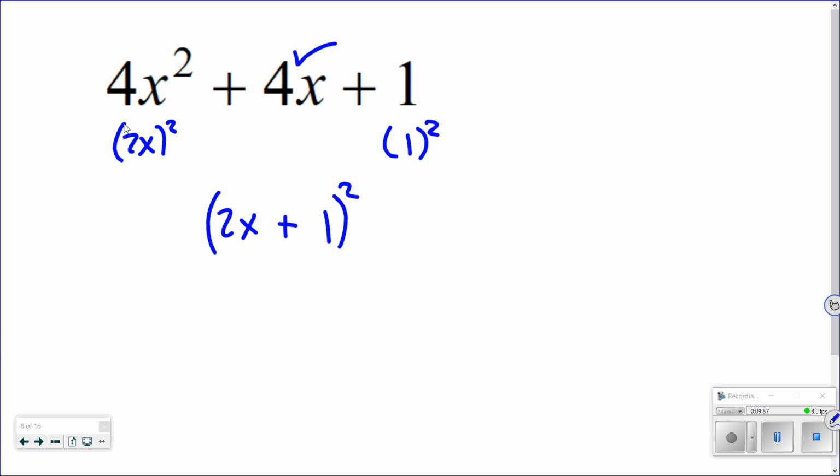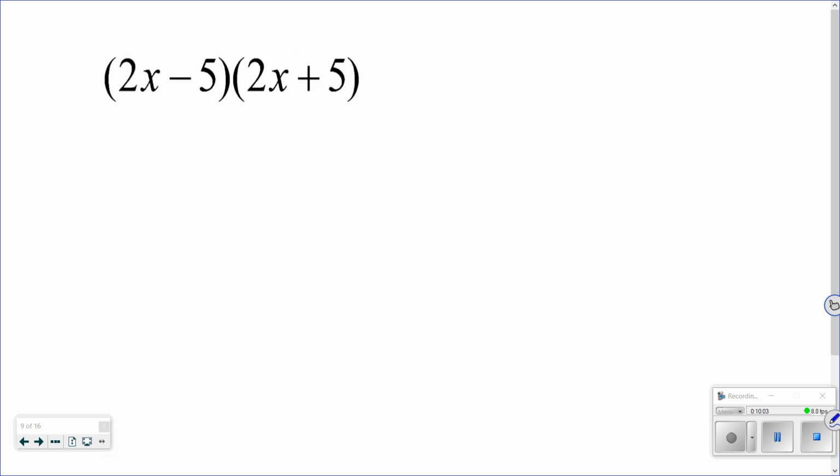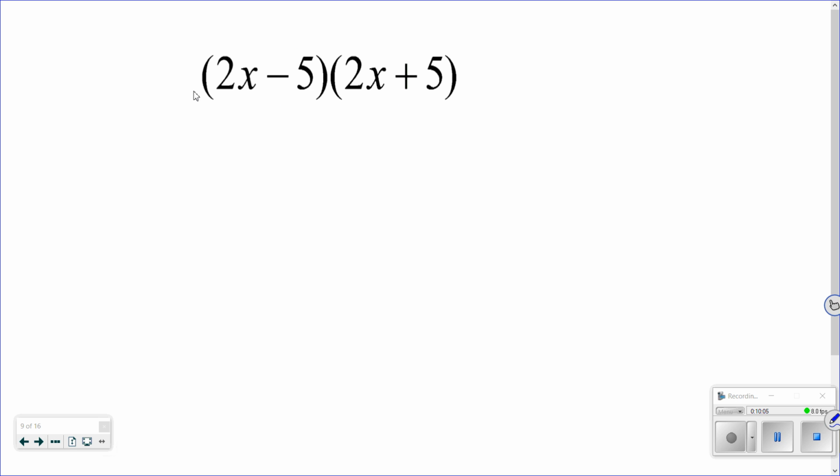Okay, so perfect squares. That's the first special case. There is a second one. So to understand that, I'm going to do this multiplication problem, and then we'll do some factoring afterwards. Again, it's always easier to understand the factoring if we understand the multiplication. So let's multiply this out.